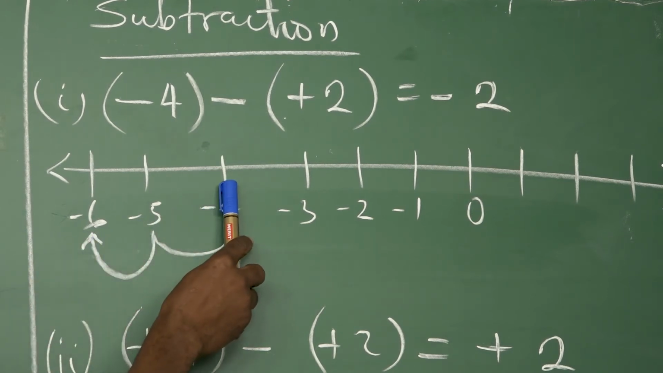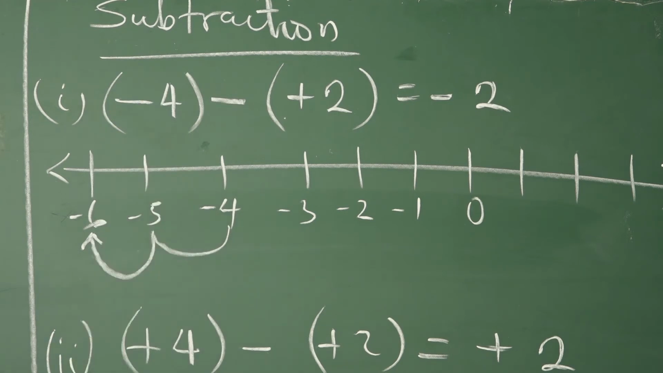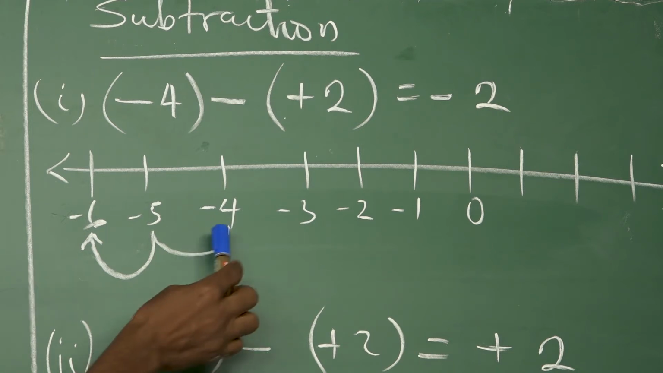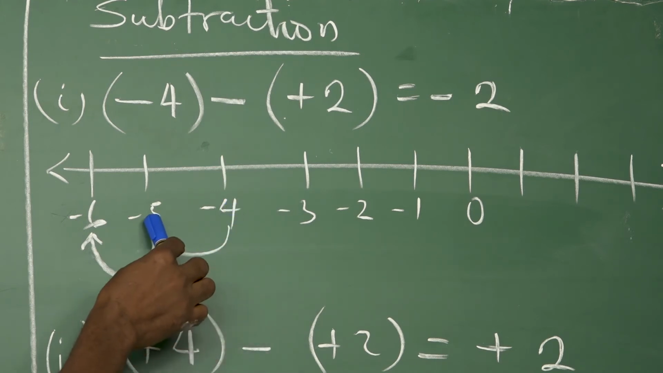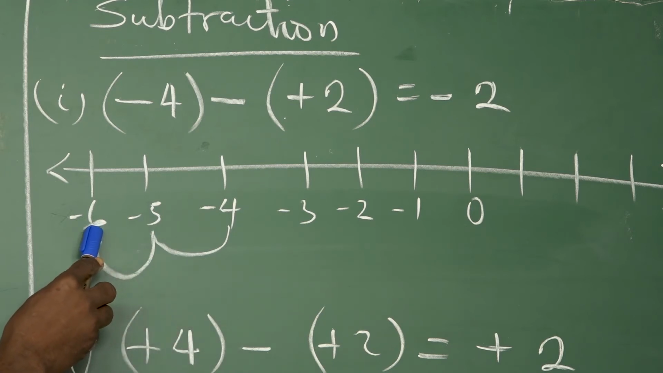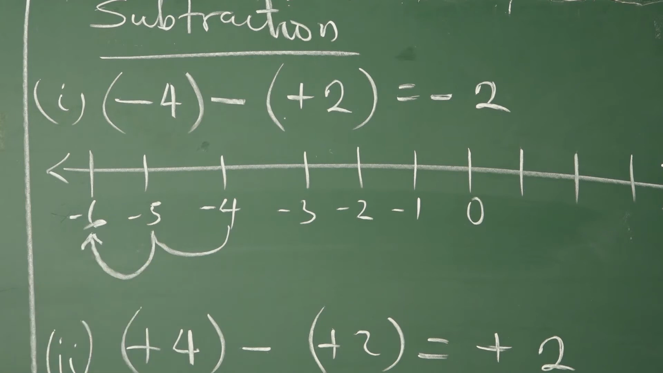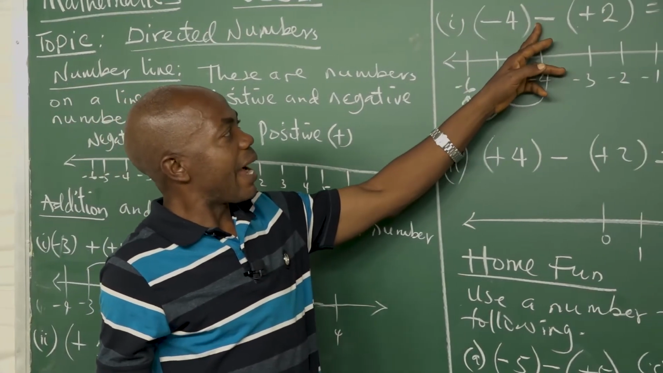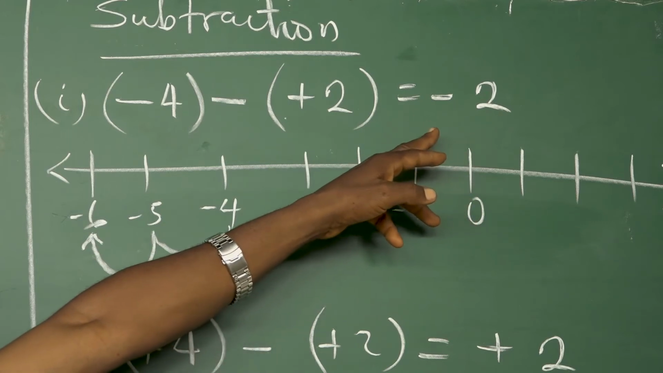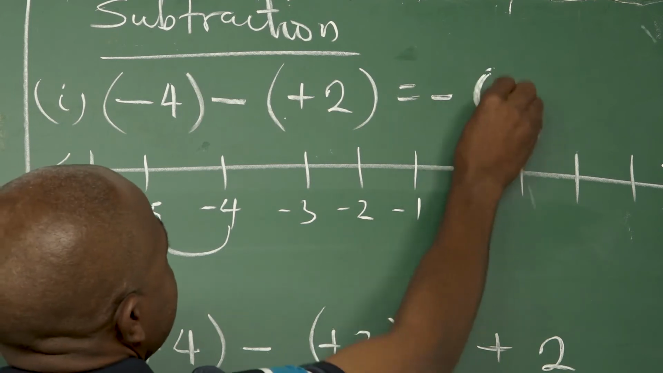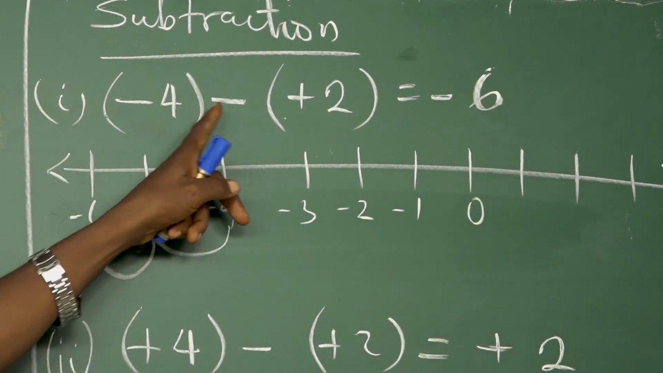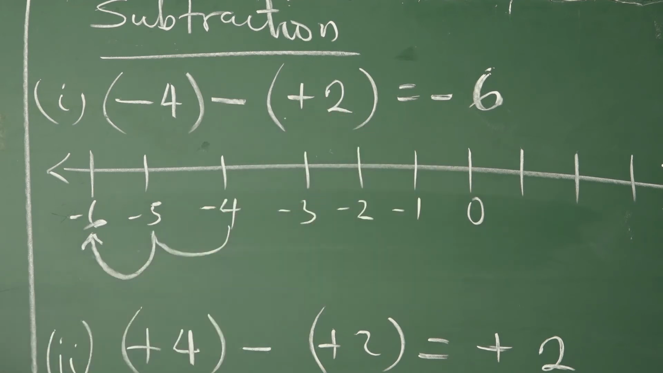This is minus 4, the first number here. And I said that if you are subtracting, you count to the left. If you are adding, you count to the right. This is minus 4. Because it is minus, we count back to the left. So we counted 1 and 2. And what do we have here? Minus 6. That's why we say that minus 4 minus plus 2 will give you minus 6.